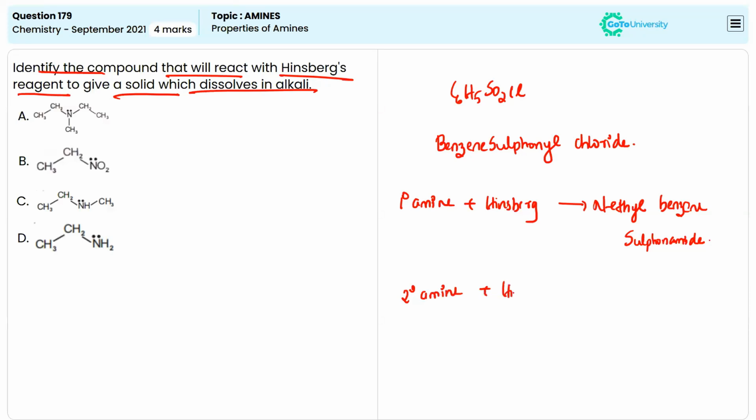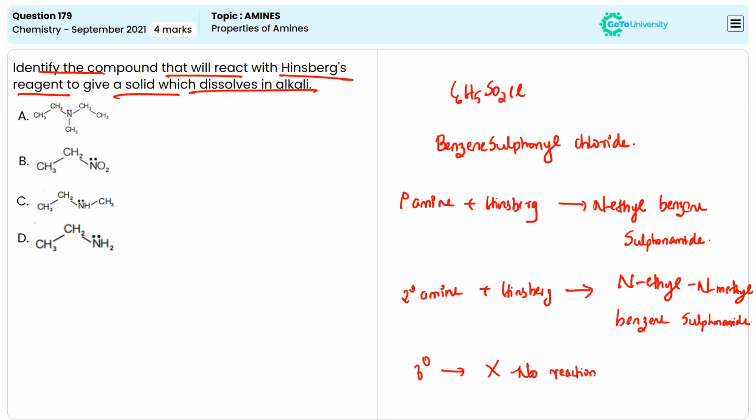they react with Hinsberg reagent and they will produce N-ethyl, N-methyl benzene sulfonamide. Okay, so these are the type of reactions. And if you take tertiary amine, there is no reaction. Primary amine reacts with Hinsberg reagent and produces N-ethyl benzene sulfonamide. Secondary produces N-ethyl N-methyl benzene sulfonamide, and tertiary there is no reaction.